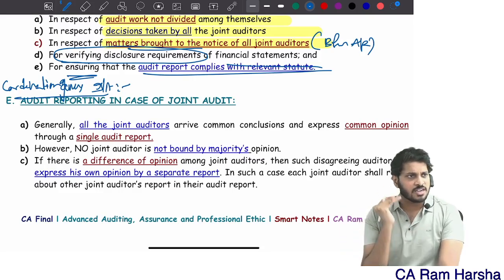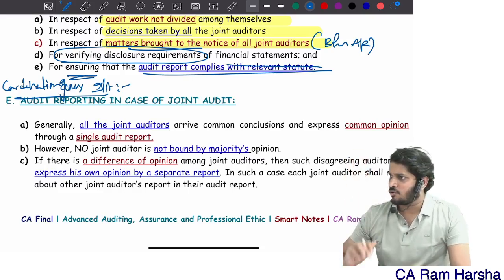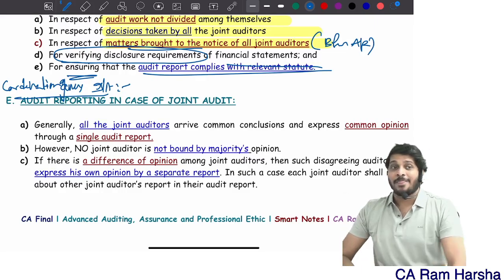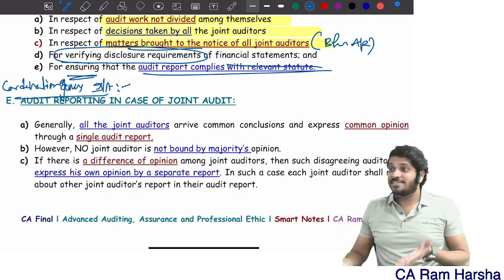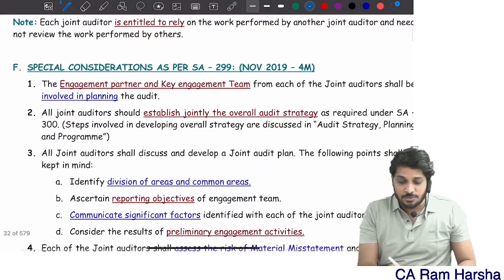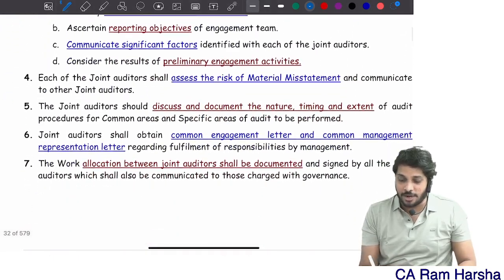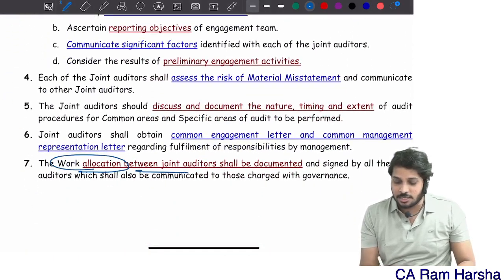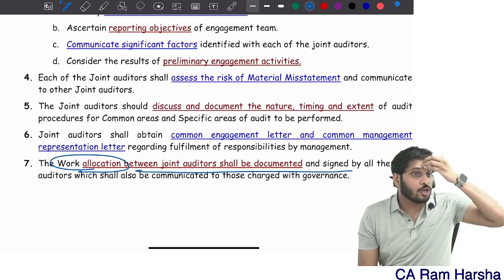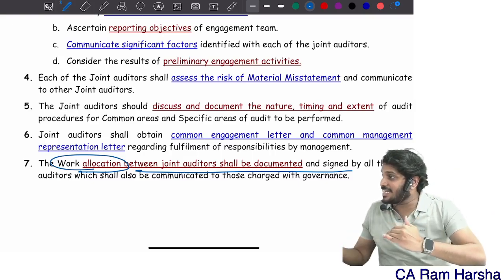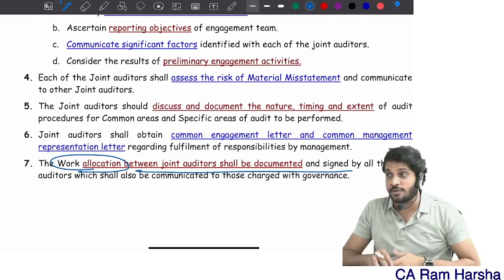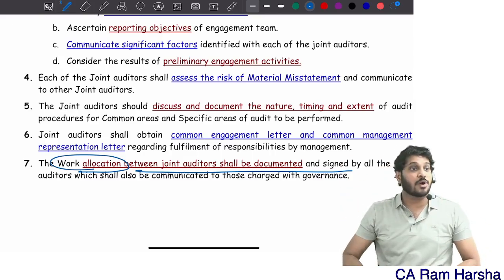In your areas, you felt everything is true and fair. Both of you together will give the opinion. Sir, what if tomorrow it is wrong? That's why all of us are signing the audit report. That's why we are documenting the developed audit plan. The work allocation between joint auditors shall be documented. Why are you documenting work allocation? Tomorrow if some issue comes, whoever did that work is responsible to answer.